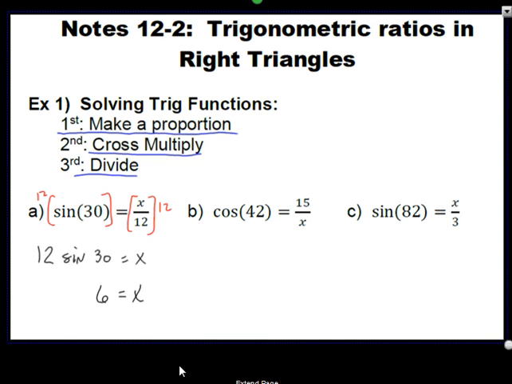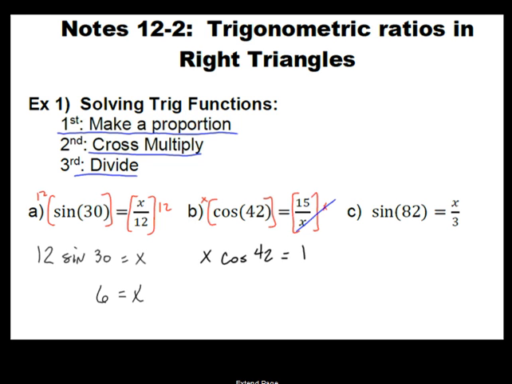Looking at example B here. In example B, my goal is to get the x by itself, so before I can do that, I have to get it out of the denominator. So I'm going to start off by multiplying both sides by x. And in doing so, these x's cancel each other out. I now have x times the cosine of 42 is equal to 15. Now I can isolate the x by dividing both sides by the cosine of 42.